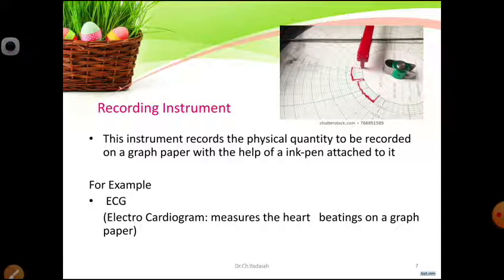So it indicates a pulse. The pulse rate also it indicates. So continuously for a given period, 1 minute or 2 minutes or 3 minutes, the continuous pulse rate will be recorded on a given graph paper. And another example is the strip chart recorder also.